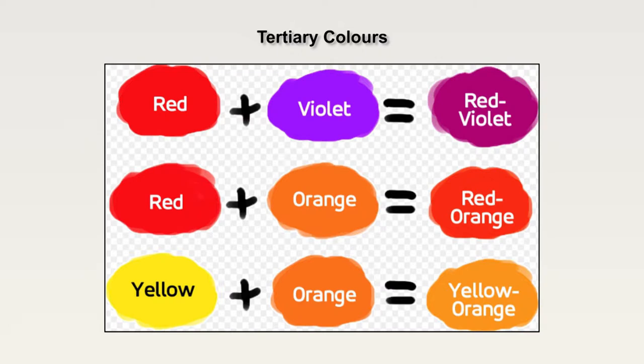A graphic representation of a few of the tertiary colors can be seen here. It is much easier to understand with this image. Red and violet gives red violet. Red and orange gives red orange. Yellow and orange gives yellow orange. And so with the other color combinations too.